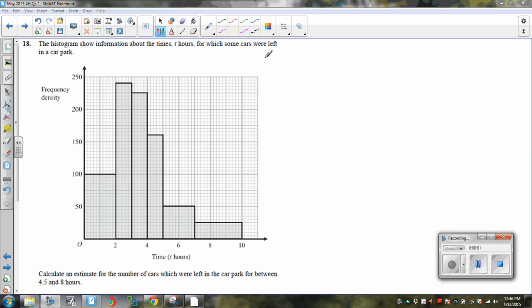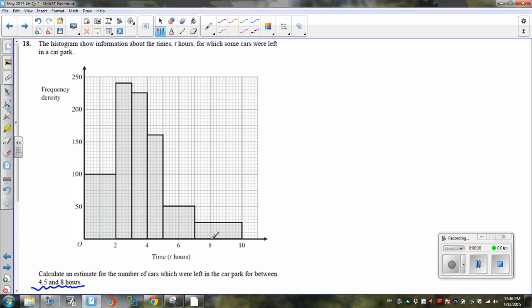We have a histogram, and the fact that you need to know about a histogram in order to be able to do this question is the fact that the frequency, in this case the number of cars, is going to be represented by an area on the histogram. Now the question says the number of cars which were left in the car park for between 4.5 and 8 hours.